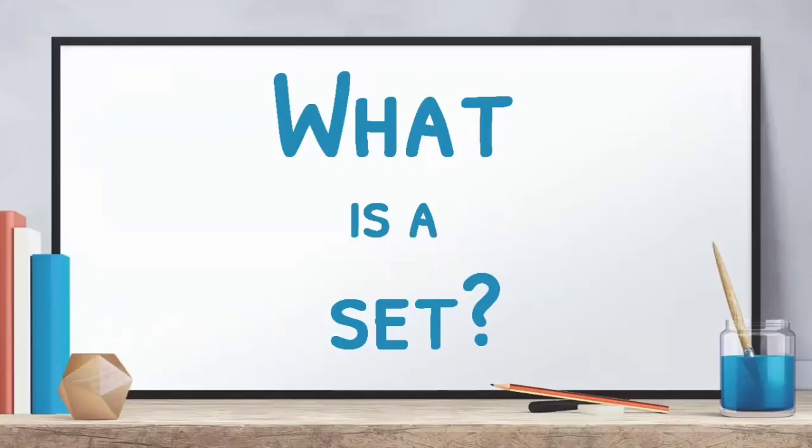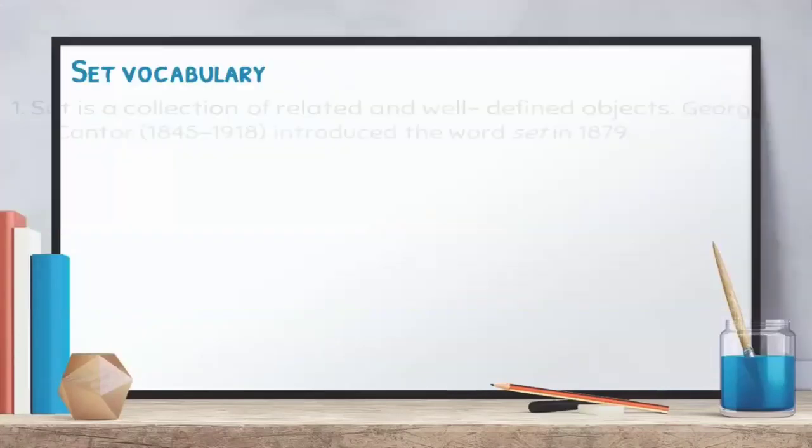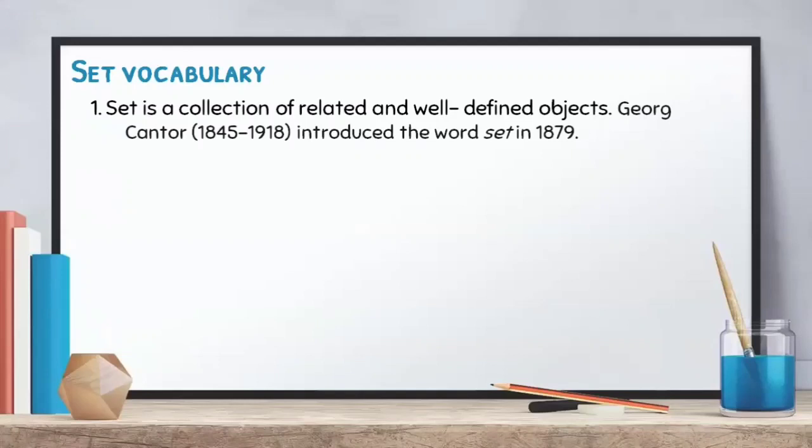Let's have our set vocabulary. First, number 1. Set is a collection of related and well-defined objects. So meaning if you have your collection of objects, such as you are fond of collecting your books, clothes, caps, or stamps, so that would be a set, because a set is a group or collection of things. George Cantor introduced the word set in 1879. So meaning he is the one who coined the word set to be the term for the groups of objects.